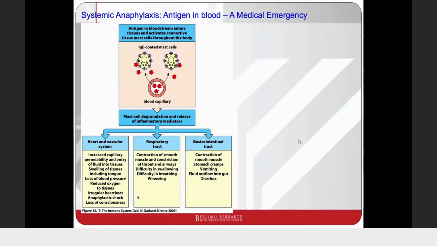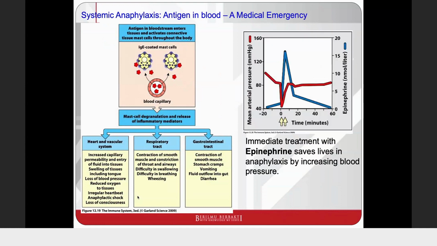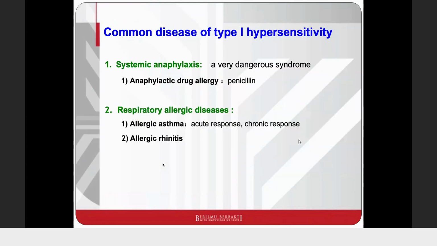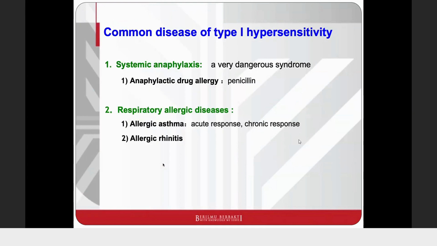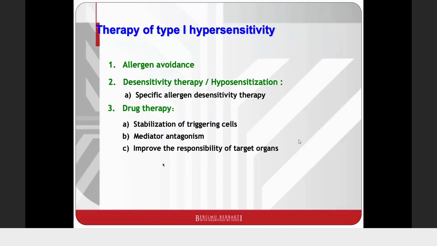In systemic anaphylaxis, because the molecules are released in the blood, the effects are more severe and can cause death. For immediate treatment, we can give epinephrine, or adrenaline, the same thing, which will help increase the blood pressure to reverse the anaphylactic reaction. So these are all the common diseases of hypersensitivity and therapy of type 1 hypersensitivity.